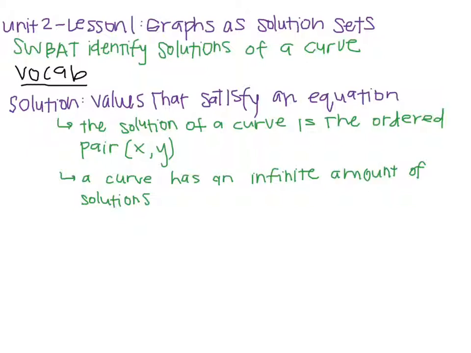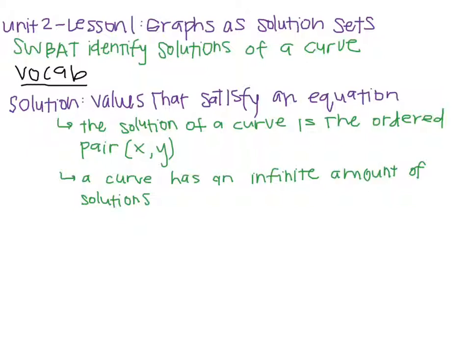The second point we want to emphasize today is that a curve has an infinite amount of solutions. So when you draw a line or a curve, you always have to put the arrows on the end showing that this curve goes on forever. Well, if the curve goes on forever, then that means the coordinates x, y, or all the ordered pairs that fall on that curve also go on forever. So we have an infinite amount of solutions on a curve.